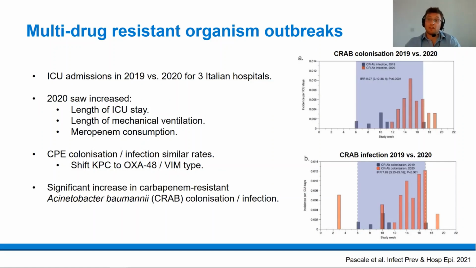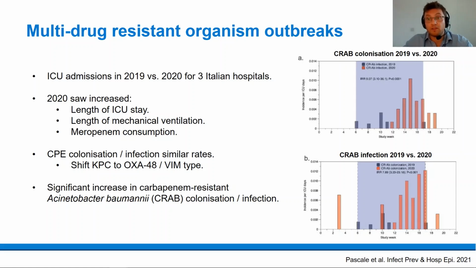I think what was interesting here was that in terms of overall CP colonization and infection rates, these are actually quite similar. However, they saw a shift in the type of organisms which they were identifying, moving away from KPC organisms through to OXA48 and VIM types.